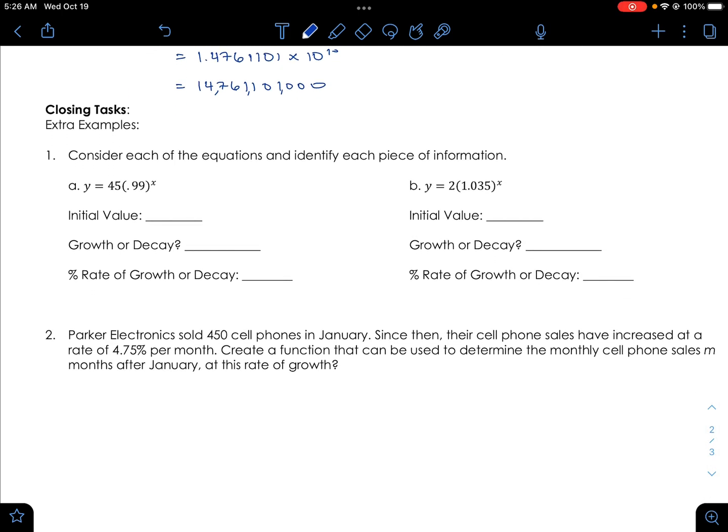And so down here we have our initial value here would be 45. Our rate of decay would be 1%, or I guess that'd come right here. It's decaying by 1%. Here our initial value is 2. It's going to be growth, and the rate of growth is going to be 3.5%.